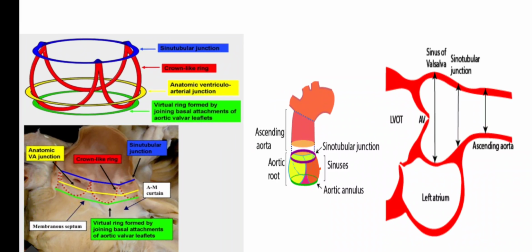Then in the echo, look down in this picture. This lateralmost picture, this is the left atrium, and this is the LVOT. This is the LVOT, and this is the aortic valve, and this is the sinus of Valsalva, and this is the sinotubular junction, and this is the ascending aorta.